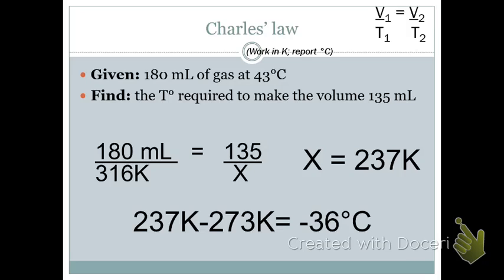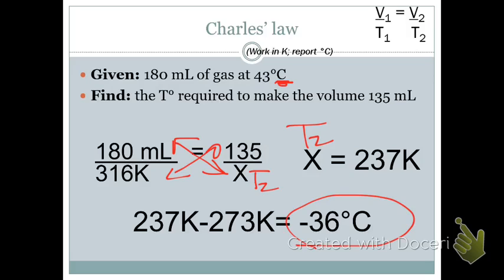So I went ahead and did the cross multiplication like I was supposed to. I solved for my T2, which was 237 K, but I couldn't leave it because I asked you for degrees Celsius. So you had to subtract 273, and that gives you a negative 36 degrees Celsius.